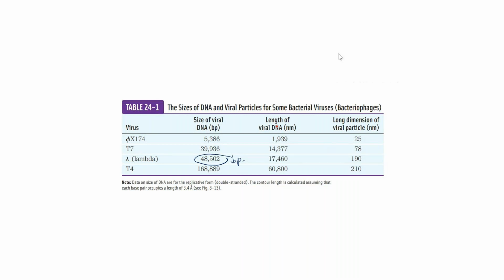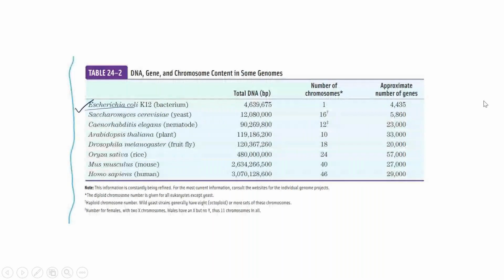Okay, so very much important is to keep in mind the genome size of lambda phage, the lambda virus. And next important is the genome size of Escherichia coli. Then yeast, that is Saccharomyces cerevisiae. Then you can remember the genome size of Drosophila melanogaster and humans.